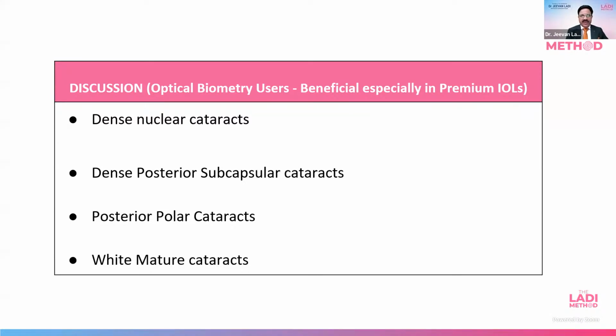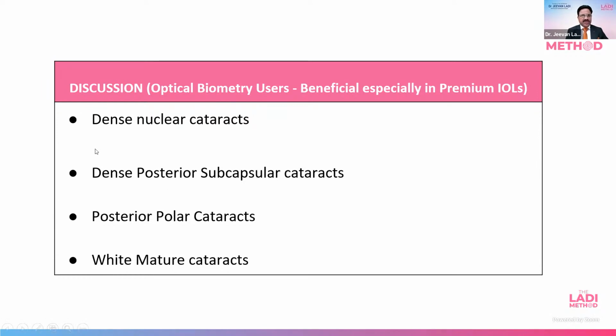So even if you are having optical biometry and the patient demands multifocal IOLs, and if the patient is having a dense nuclear cataract, dense posterior subcapsular cataract, dense posterior polar cataract, or white mature cataract, it's not going to be easy to take the reading with optical biometry, and one has to depend on immersion biometry.